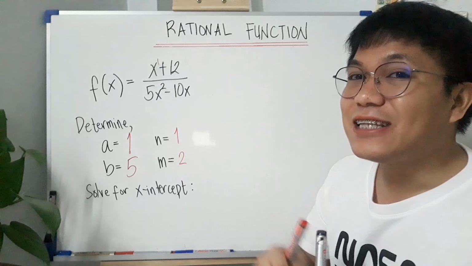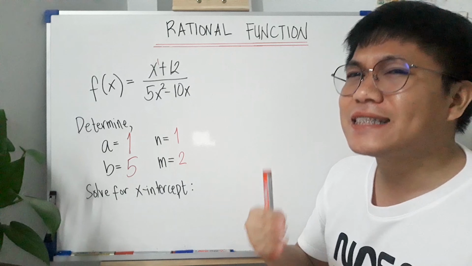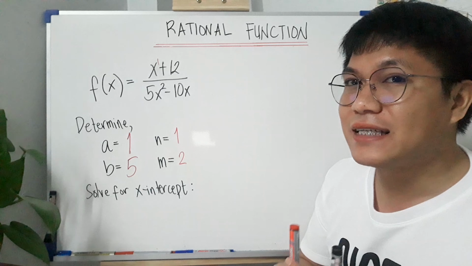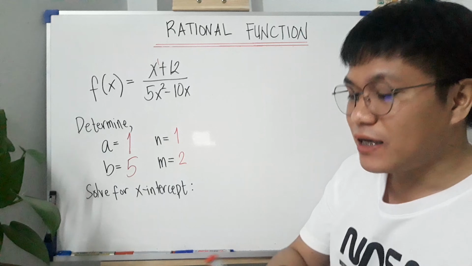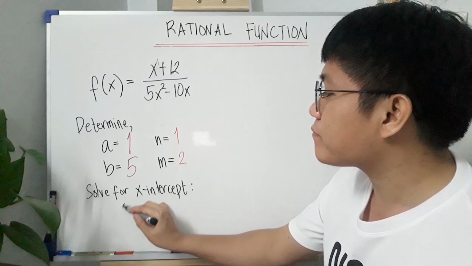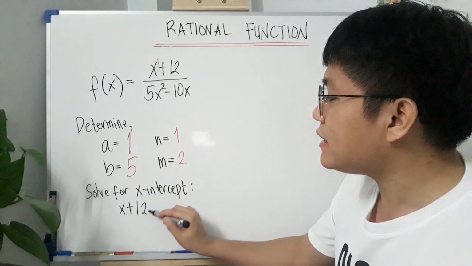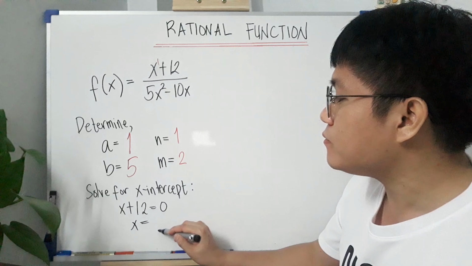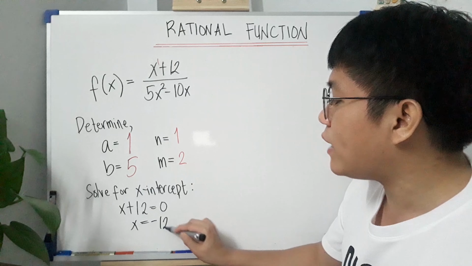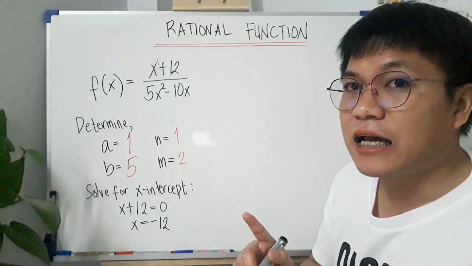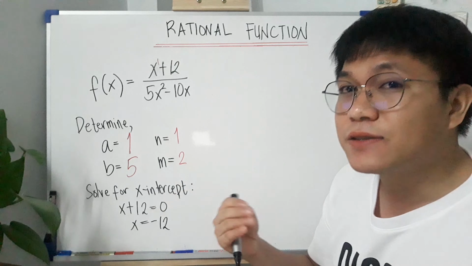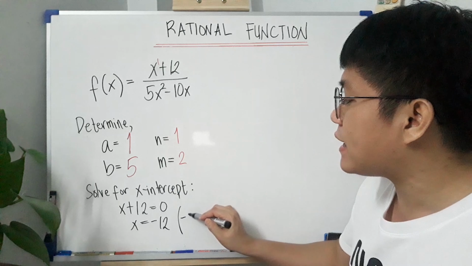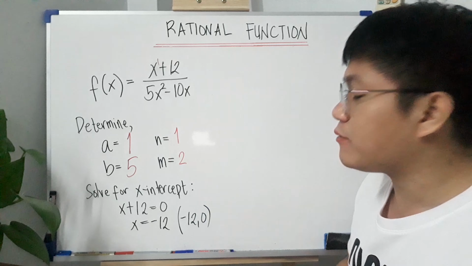That's great. Now, in solving for the x-intercept, we simply set the numerator equal to 0. Since our numerator is x plus 12, that means x plus 12 is equal to 0, so x is equal to negative 12. Since this is the x-intercept, as we all know, our y is equal to 0. Therefore, our x-intercept will be (negative 12, 0).